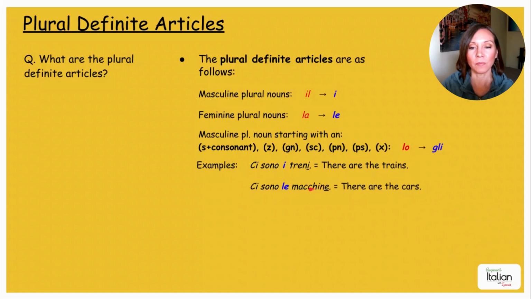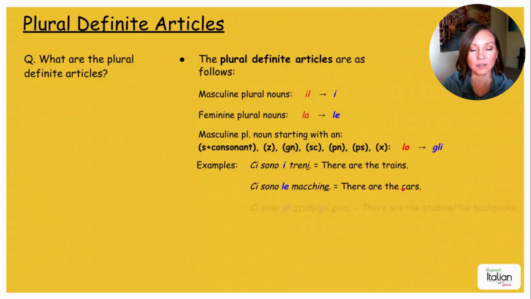Okay, now in the previous slide we had macchina, so this becomes plural. So a plural feminine noun takes le. Okay, and you can also see that the endings here match up. So i treni, le macchine.